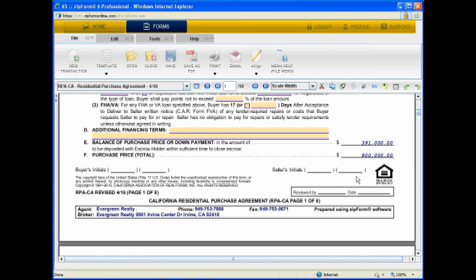Before I go on to the second page, I'm going to click down and see if I have any questions, and we have anything that we want to look at.